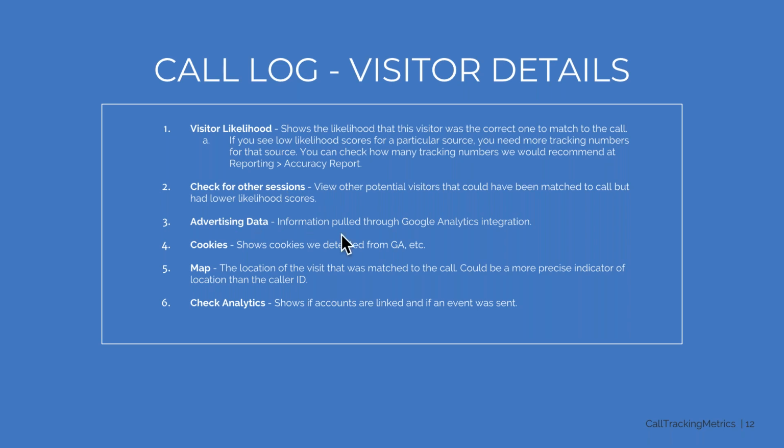So we're able to pull the advertising data. This is going to be information that we're pulling through Google Analytics. We're also going to show you cookies. So this is where we're going to detect things like Google Analytics. If you're using Marketo or HubSpot or even the Facebook pixel, we'll be able to report that there as well. It will be able to show you the map, which will be the precise location of the caller. And then we have a check analytics button. This is actually great for troubleshooting. This is going to allow you to look inside of analytics and see if we've sent any data there. So that is the visitor likelihood or the visitor detail column.